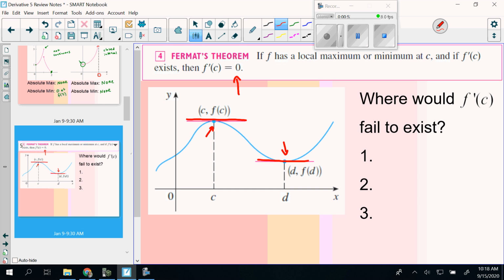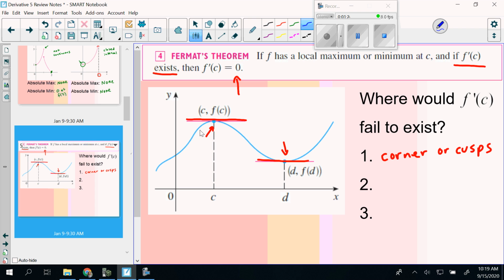Now, why do they have this part in there about the derivative of f at c existing? Because you might have things on your graph where it is an absolute max or min, but the derivative doesn't exist. Where would those places be again? Where does the derivative fail to exist? We've talked about these previously, where there is a corner point or cusp. Sometimes we call them cusps if it's a certain thing.